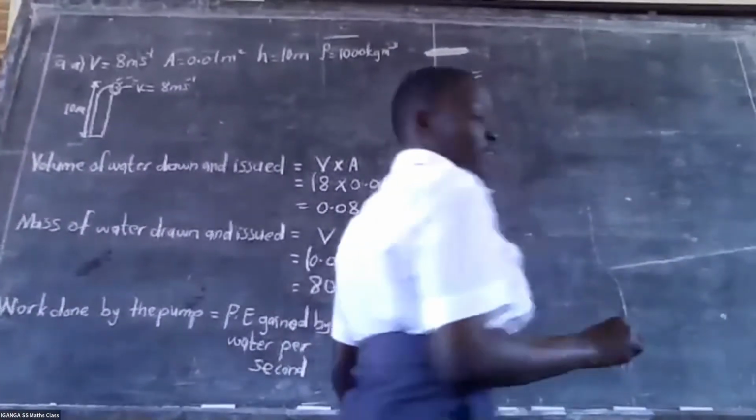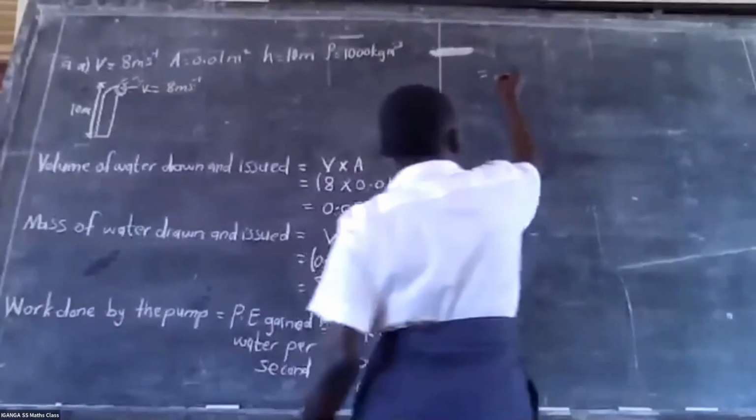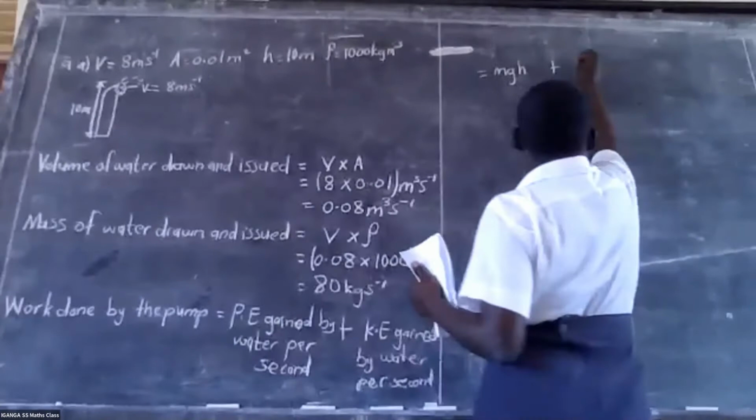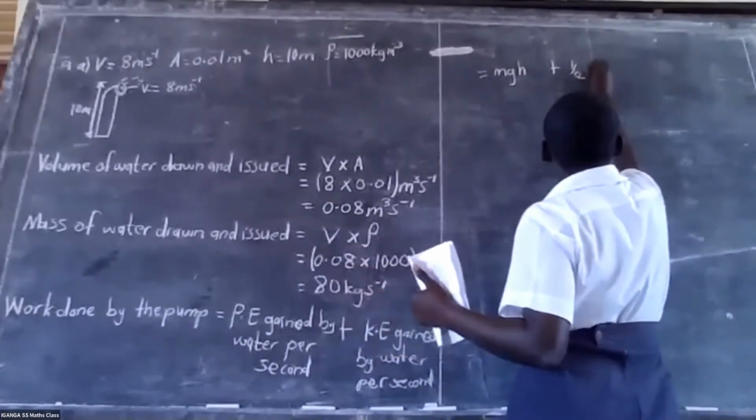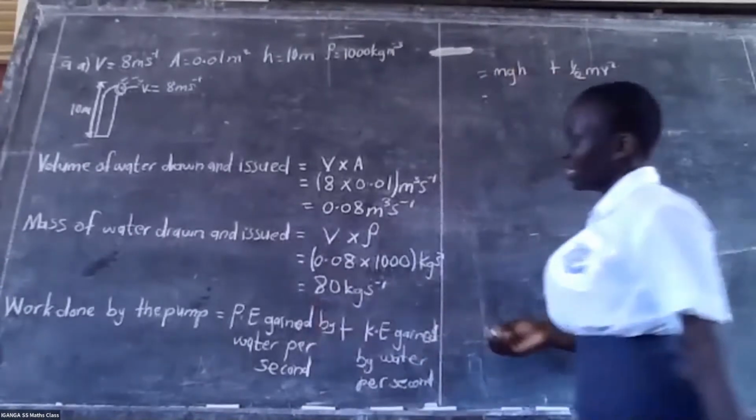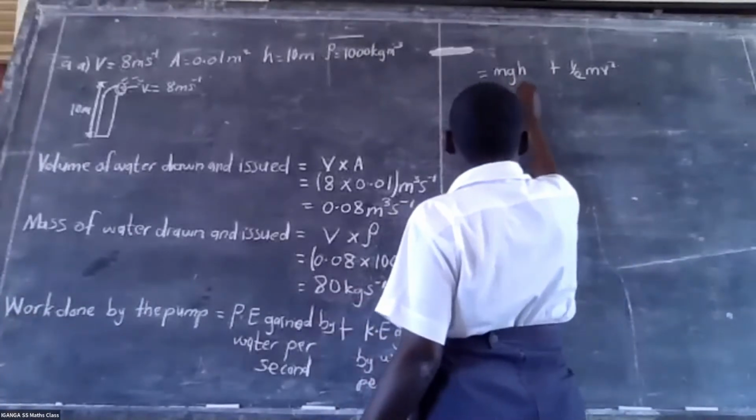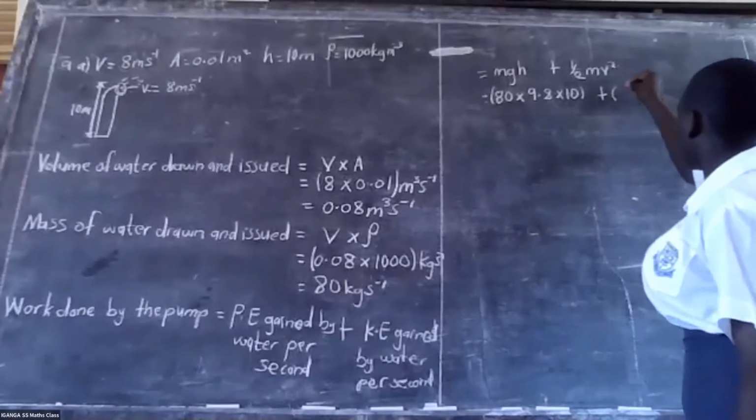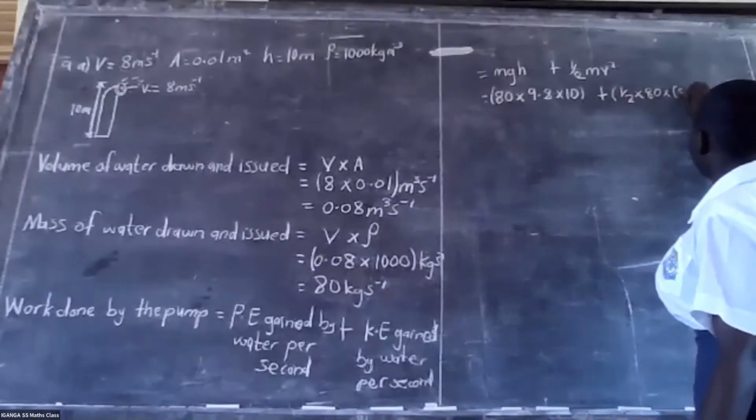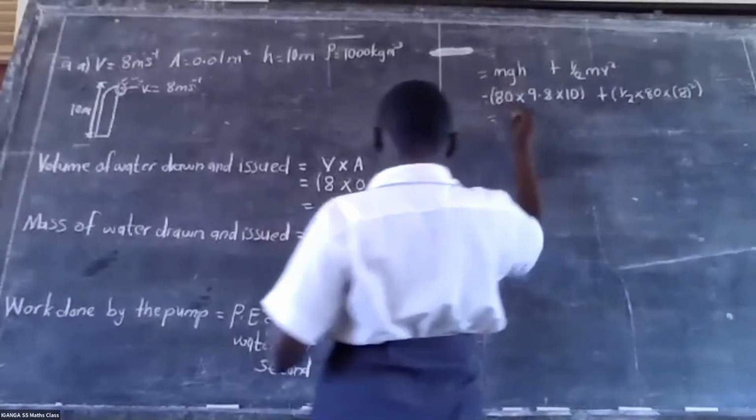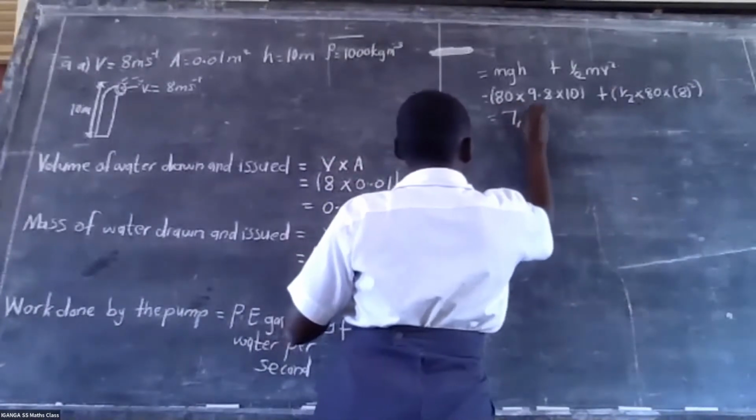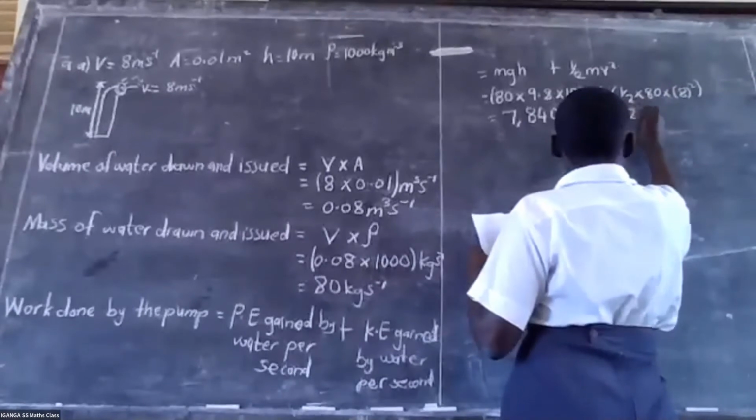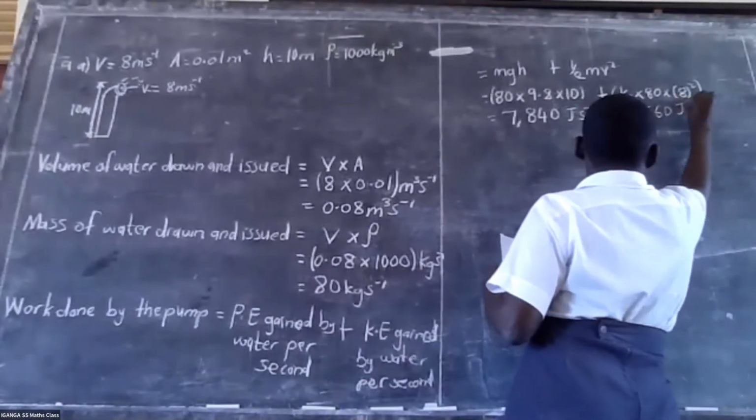Here, the formula for getting the potential energy gained by the water per second is equal to mgh, and for getting the kinetic energy gained by the water per second is equal to a half mv squared. We already have our mass, which is 80. So it is 80 times 10 times 10 plus 1/2 times 80 times 8 squared. This gives us 7,840, and the unit is joules per second, plus 2,560, which is joules per second.